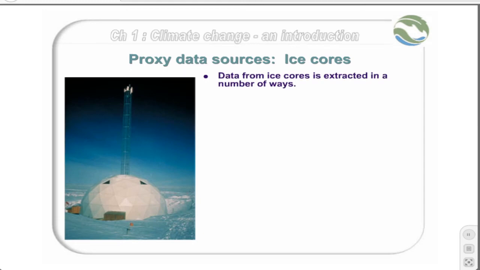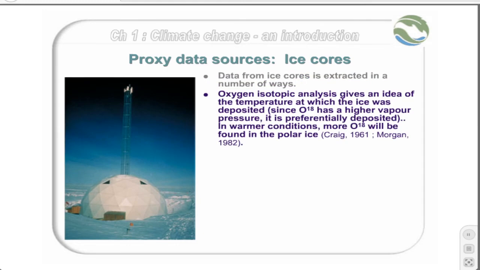Data from ice cores is extracted in a number of ways. Oxygen isotopic analysis is carried out with a mass spectrograph, and it gives an idea of the temperature at which the ice was deposited. O18, or the heavier isotope of oxygen, has a higher vapor pressure, and is therefore preferentially deposited. Thus, as water vapor travels towards the poles, water containing this heavier isotope will be deposited as water ice earlier, and the polar fraction has a lower percentage of O18. In warmer conditions, therefore, more O18 will be found in the polar ice than during cool temperatures.